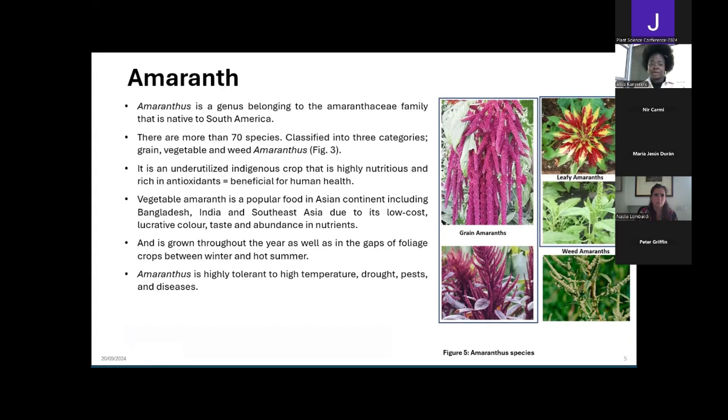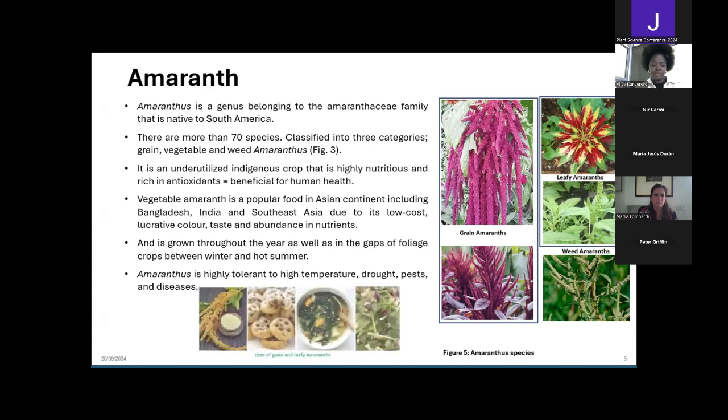Vegetable amaranth is a popular food in the Asian continent in countries such as Bangladesh, Pakistan, and India due to its low cost, its lucrative color, the taste, and the abundance of nutrients that it has. It is often grown throughout the year as well as in the gaps of the foliage between winter and summer. And it is also said to be highly tolerant to temperature changes, to drought, pests, as well as diseases. So amaranthus itself can also be used to eat.